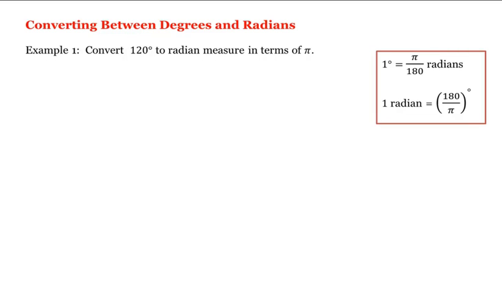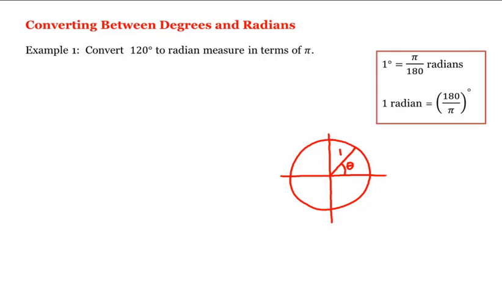Before applying these, though, let's take a minute to think about why they're true. Let's think of a unit circle. That is a circle with radius 1. Remember that the radian measure of this angle here is the length of this corresponding arc. So what would the radian measure be of one full rotation? Wouldn't that be the length all the way around this unit circle? That is the circumference of this circle, which is 2 pi times the radius, which is 1.